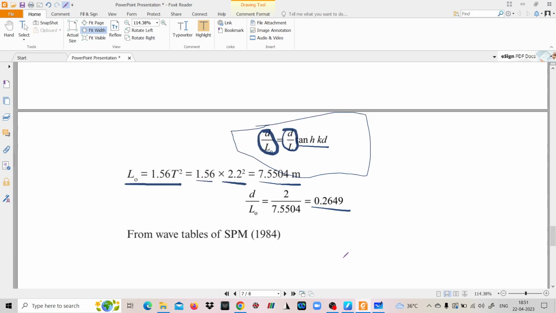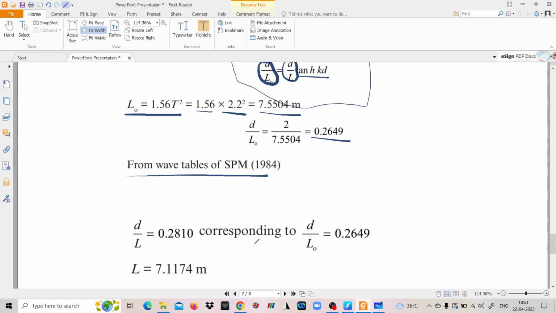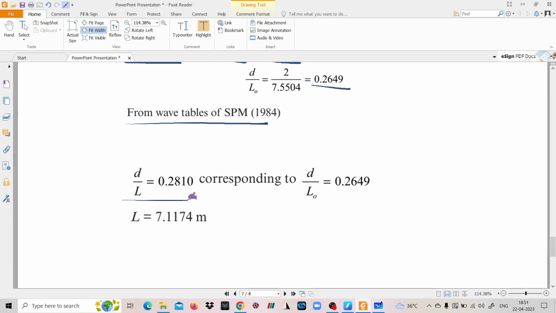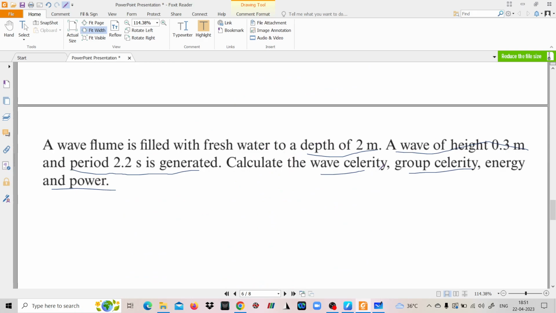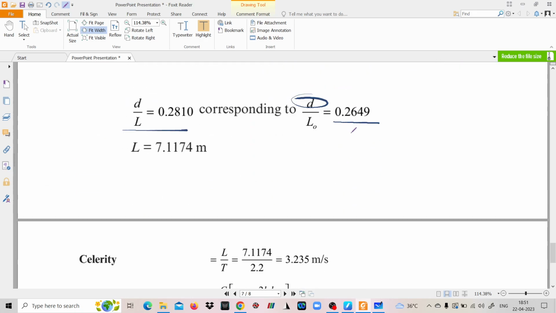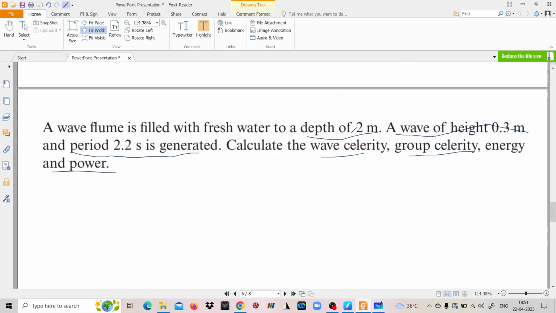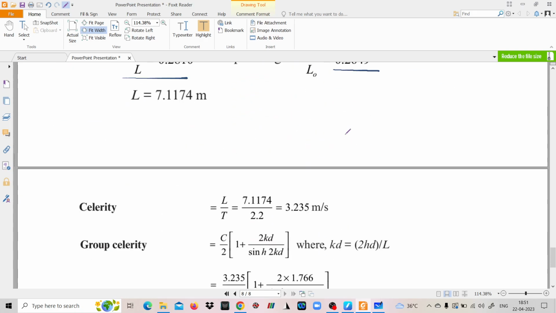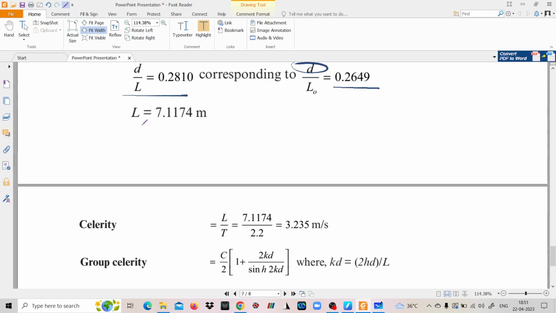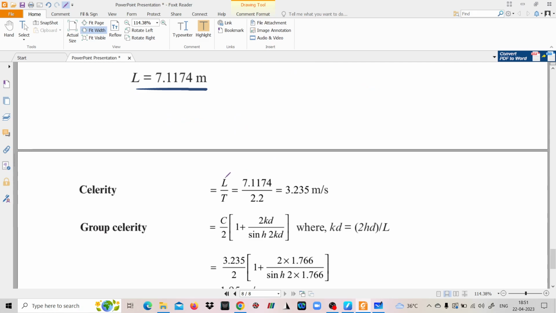Now based on this value of d by L0, from the wave tables of SPM 1984, you can find the corresponding value of d by L. The value of d is already given to you. What is d? d is nothing but the freshwater depth of 2 meter. So the value of L is 7.1174. Then celerity is L by T. It is the velocity, so distance by time, so wavelength by time period, 3.235 meter per second.